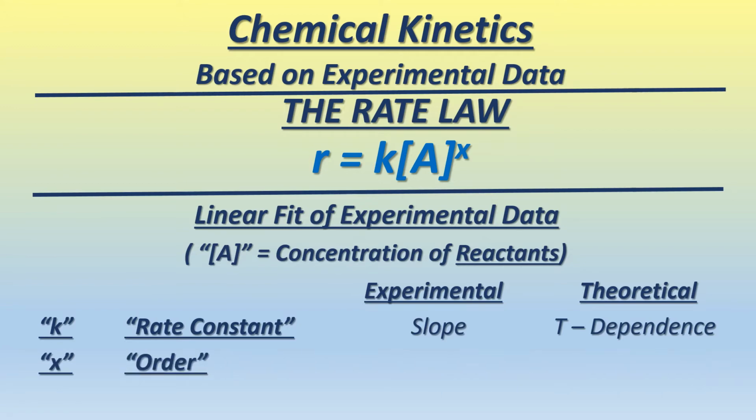x is called the order of the reaction. Experimentally, it's the parameter that gives you the straight line. For any given curve, if you raise it to the second power, first power, zero power, you can straighten out the line. Theoretically, again, the number doesn't come out of thin air, it means something. The order of each reactant tells you a great deal about how the reaction occurs, about the mechanism.